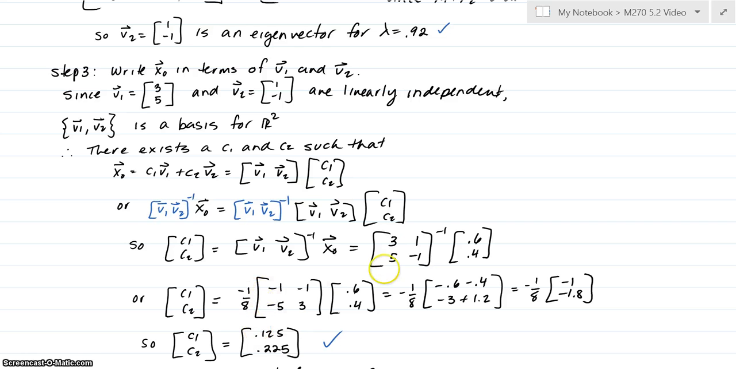But I found the inverse of this, which was -3 minus 8. That's why the -1/8 is there. We switch these. We put a negative there. We multiplied it out. There's the work.